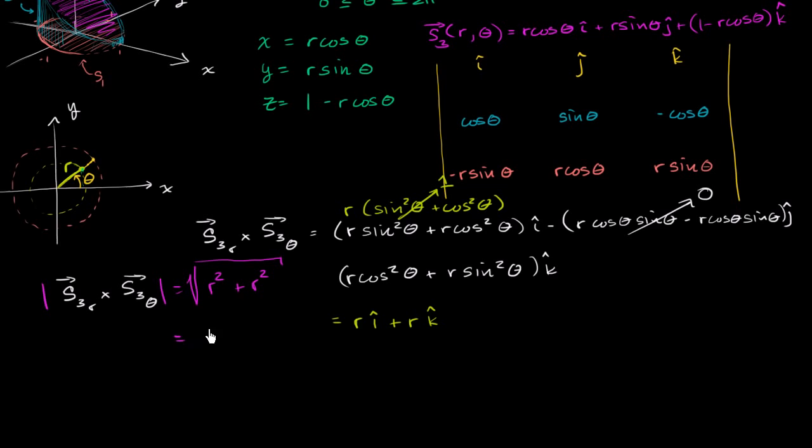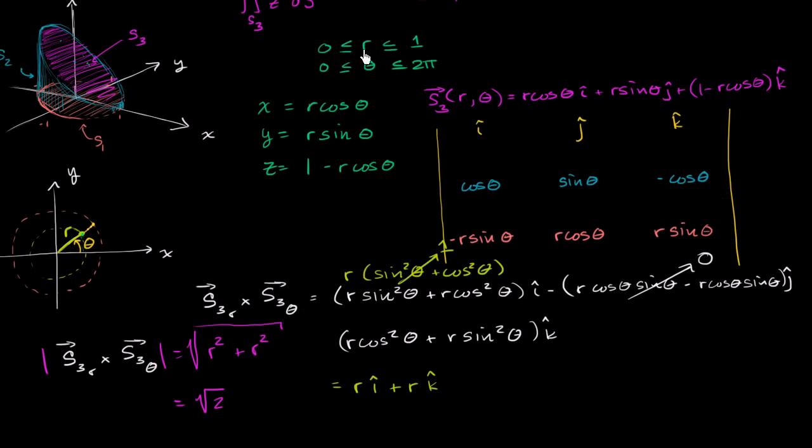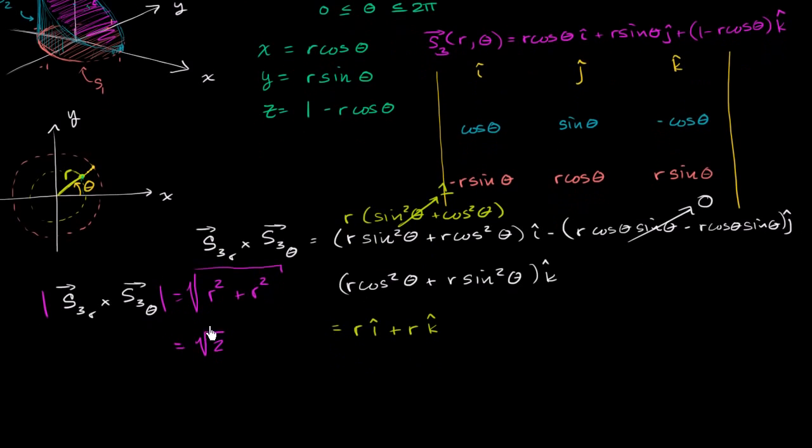So this is equal to the square root of 2 times, it would be the absolute value of r, but we know that r only takes on positive values. So it's the square root of 2 times r, which is very nice because now we can evaluate ds. ds is going to be this business times dr d theta.